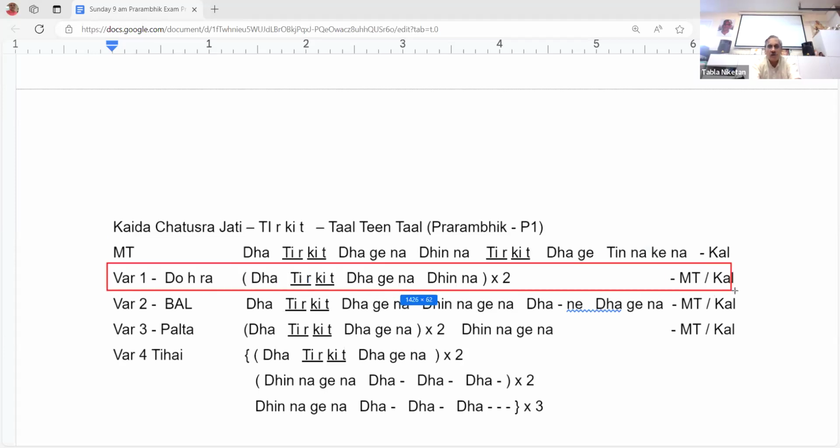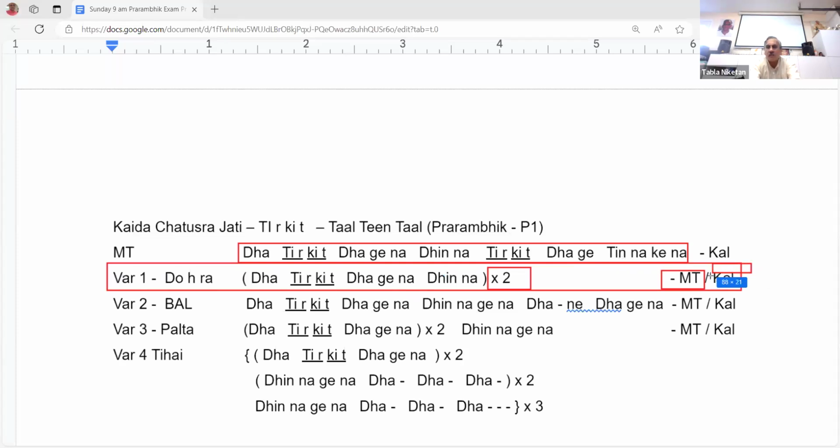So how does it go? Dha te rakita dha ge na dhinna. This phrase you repeat 2 times. Dha te rakita dha ge na dhinna. Dha te rakita dha ge na dhinna. Then add the main theme, which is this portion. Dha te rakita dha ge na dhinna. Te rakita dha ge tinna kena.